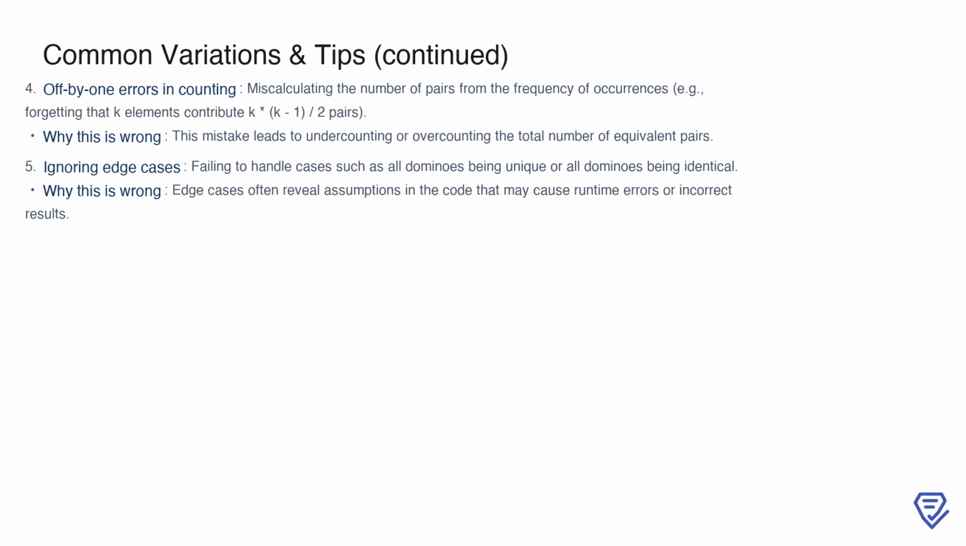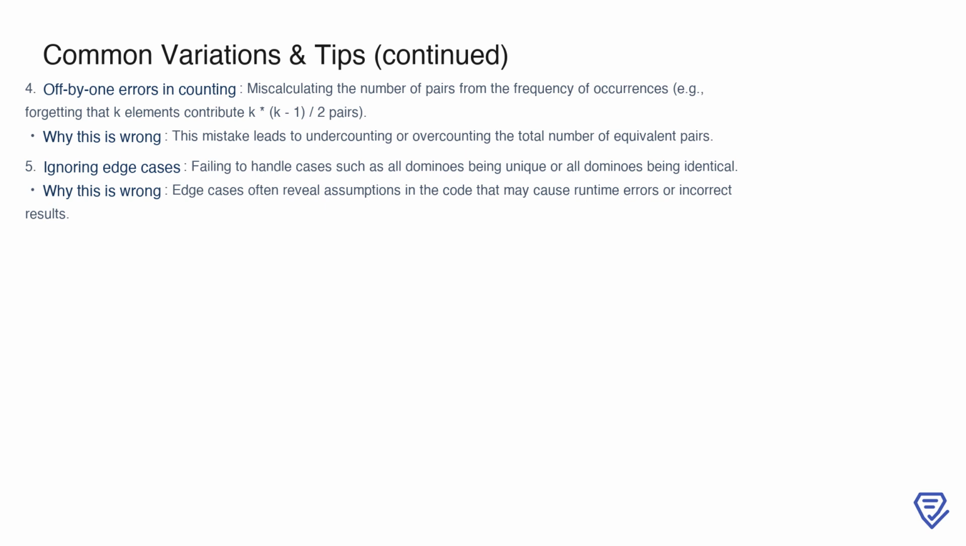Another common mistake is making off-by-one errors when calculating the number of equivalent pairs. For example, if a domino appears k times, the total number of pairs should be computed as k * (k - 1) / 2. Forgetting this formula or misapplying it can lead to undercounting or overcounting.